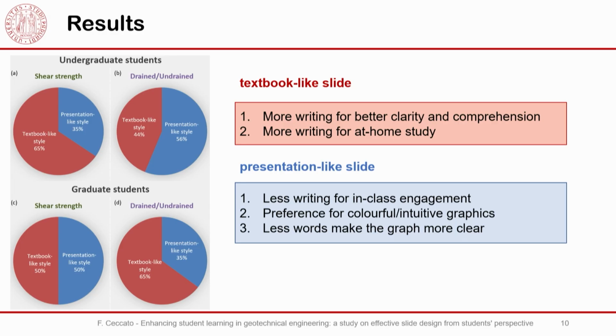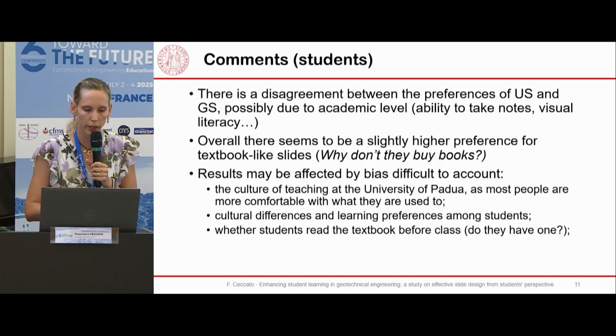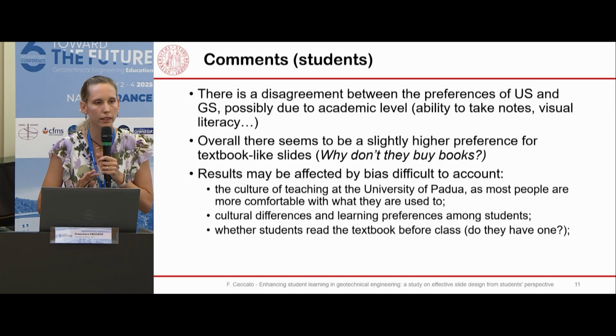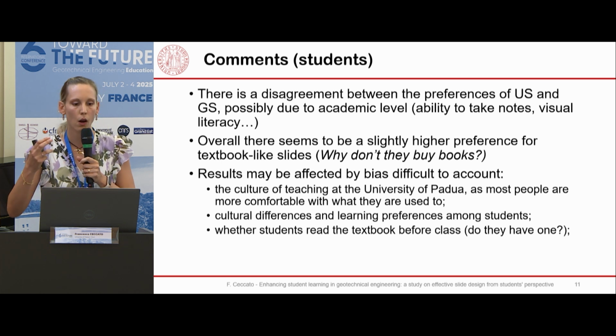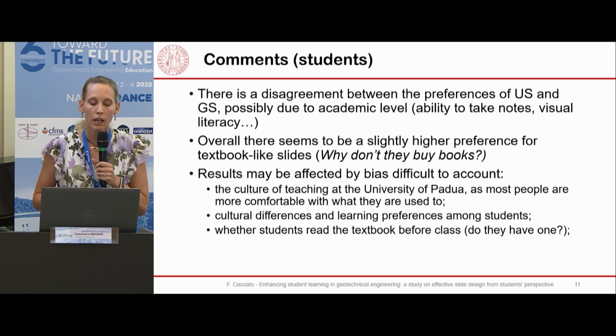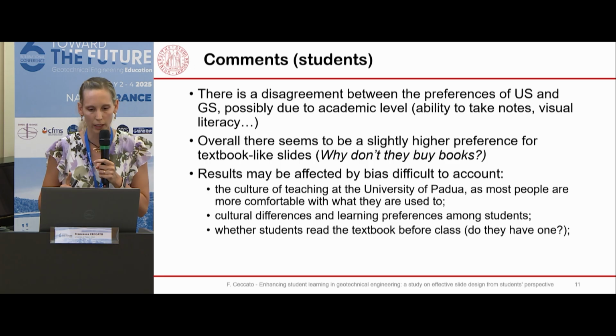They prefer colorful and intuitive graphics, and they think that less graphics helps them to understand, maybe because they are not distracted to read the text. So clearly there is a disagreement between the preferences of undergraduate and graduate students, maybe because of the different academic level and also the ability to take notes or their visual literacy. But overall, there seems to be a slightly higher preference for the textbook-like style.